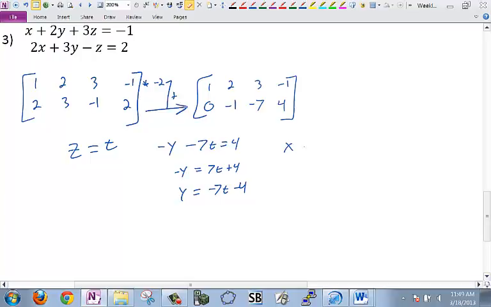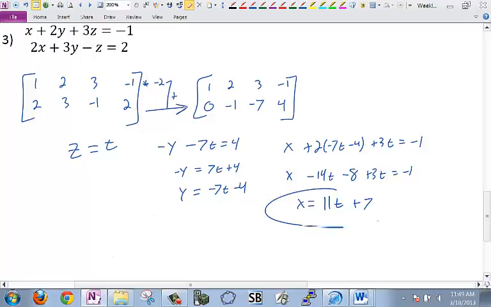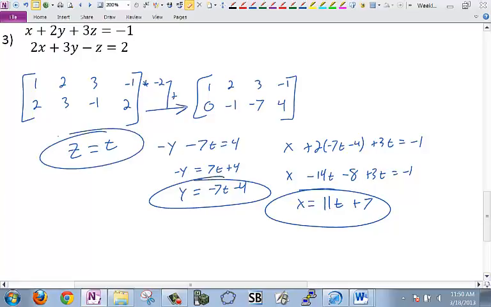And then we can plug in to find x. x plus 2y plus 3z equals negative 1. So that's going to be x minus 14t minus 8 plus 3t equals negative 1. x equals, we can add an 11t to both sides, add an 8 to both sides. So you should have gotten the parametric equations x equals 11t plus 7, y equals negative 7t minus 4, and z equals t. And again, you could have gotten other answers if you chose to let y equal t. Or maybe you're just feeling crazy and you wanted to call z like 2t plus 1. You can.